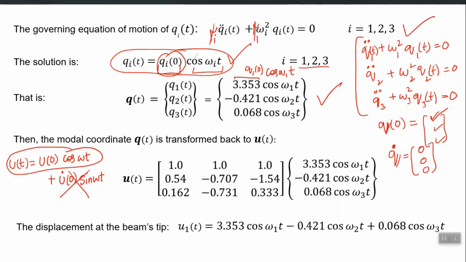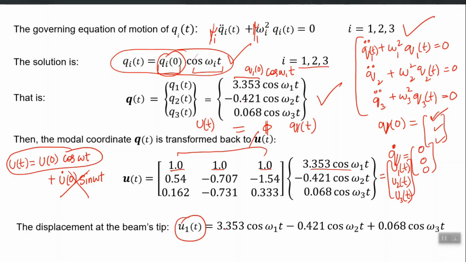Now let's bring it back to u of t by multiplying with the capital phi matrix. Capital phi matrix times the q of t vector will give you the u of t vector. You carry out the first row times this column, and you get the first entry in the resulting vector. The first entry in the resulting vector is what? u1 of t. The second entry will be u2 of t, and the third will be u3 of t. So u1 of t is what? 1 times the first number plus 1 times the second number plus 1 times the third number. That whole thing is equal to u1 of t.